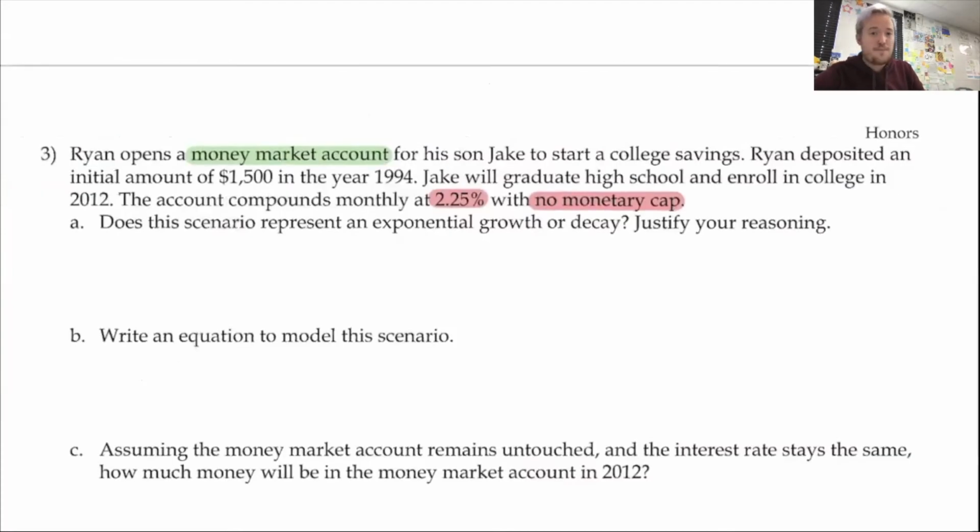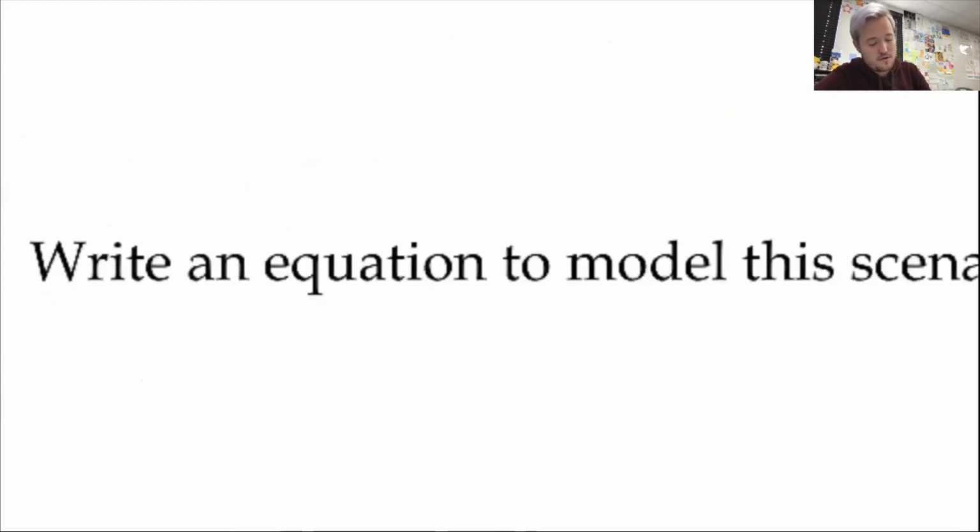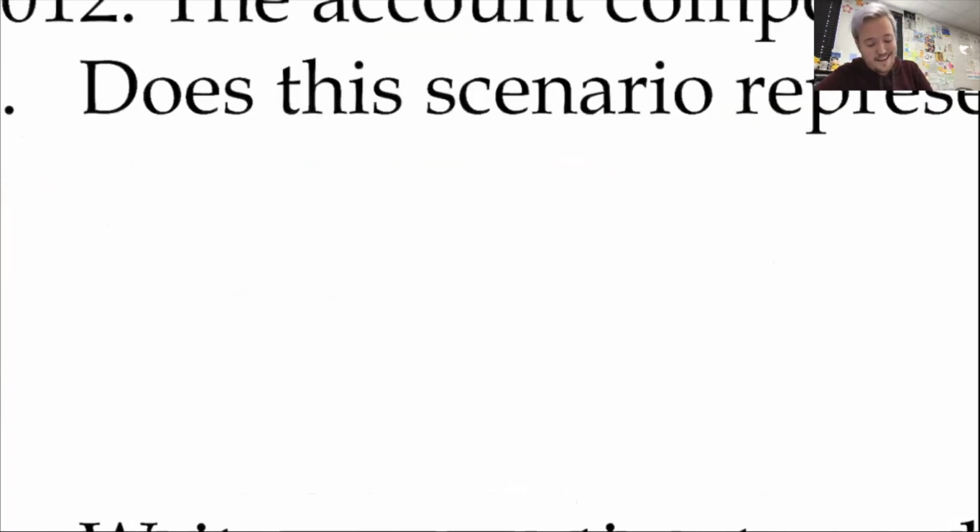So just FYI. All right, so does this scenario represent an exponential growth or decay? Well, the value of the account balance is increasing, which means this is going to be a growth. The account is gaining money. So growth.